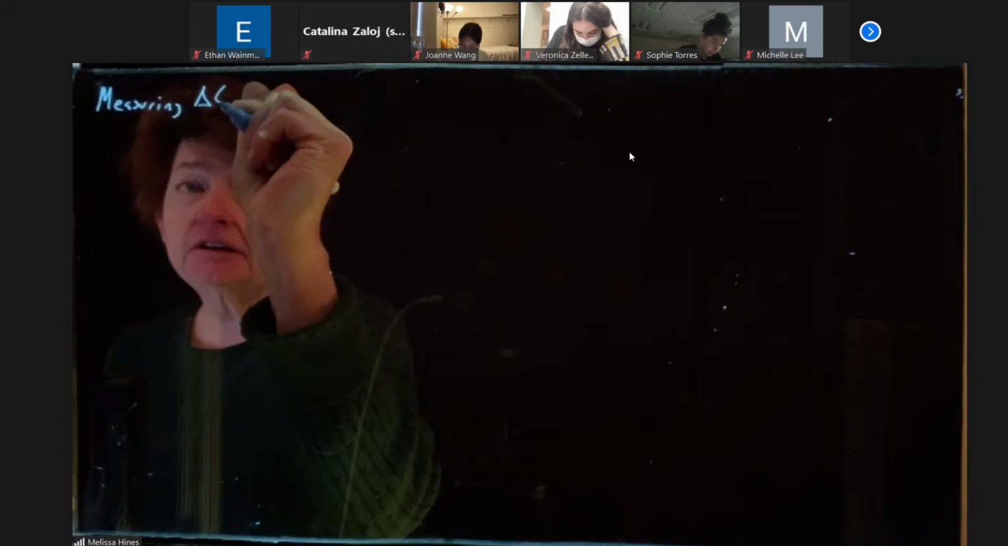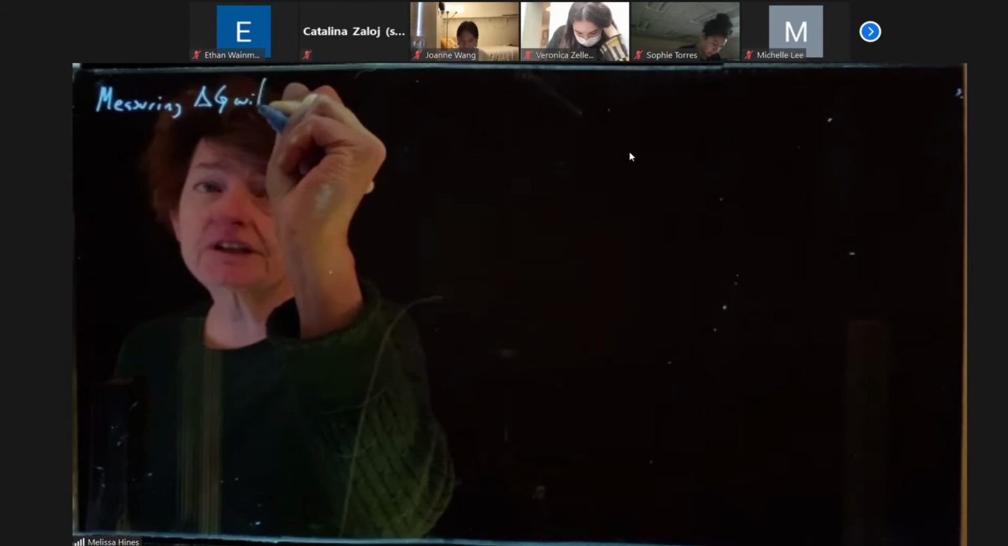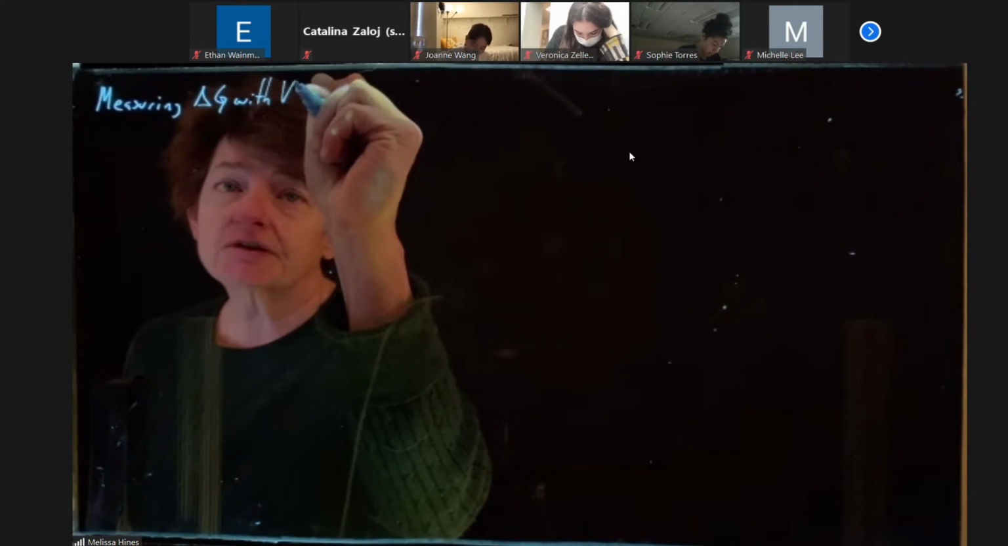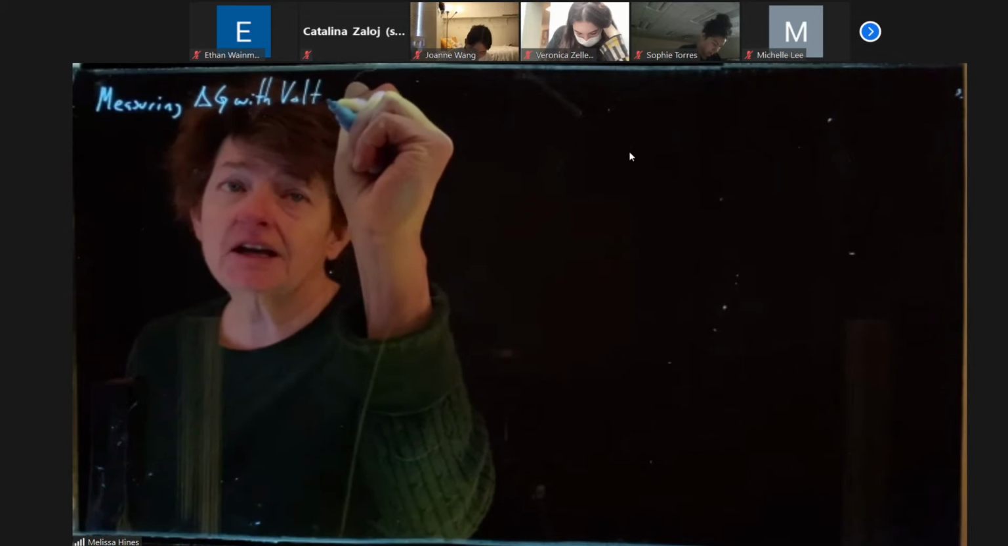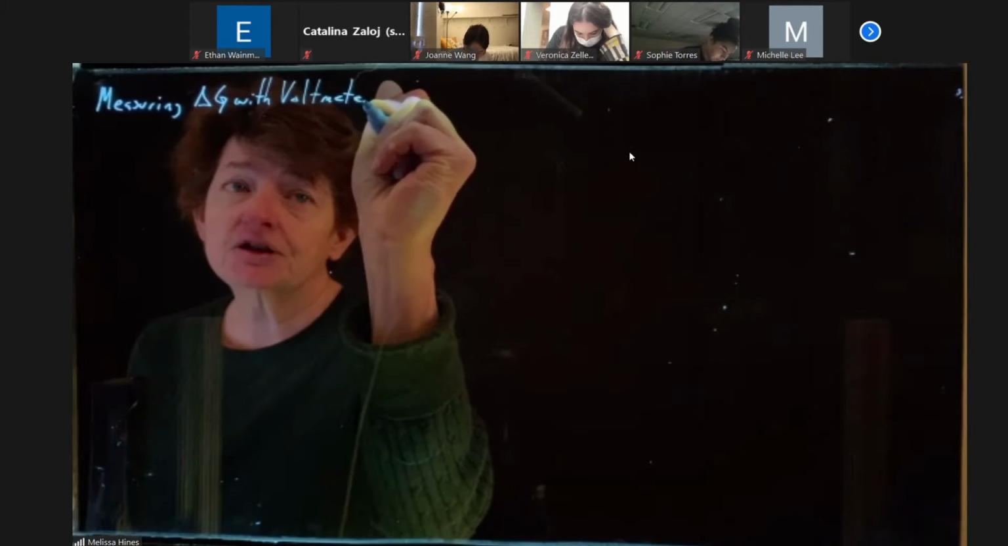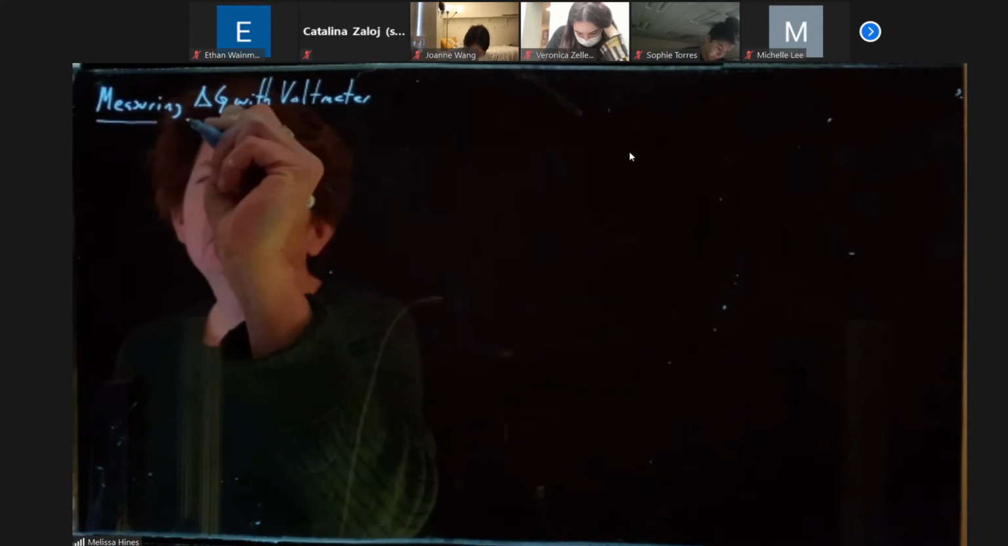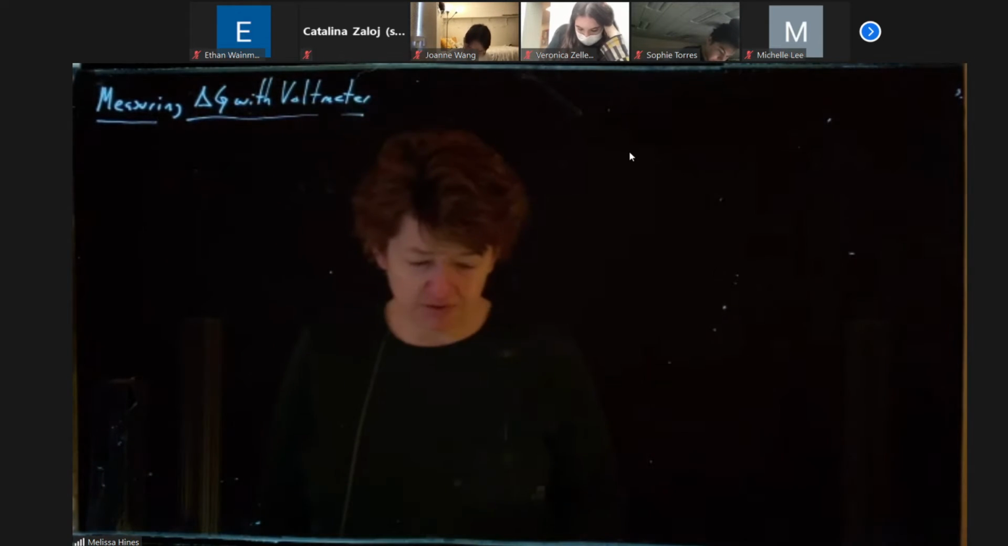So measuring delta G, and we're going to do this really simply. We're going to do this with a voltmeter, a meter that measures voltages. Okay, so how are we going to do this?